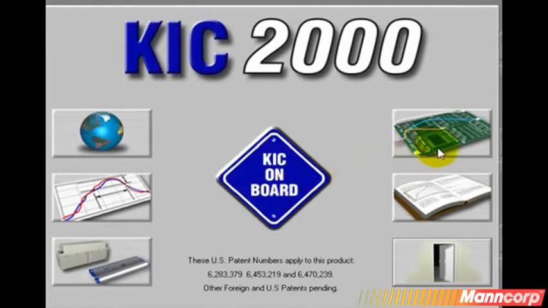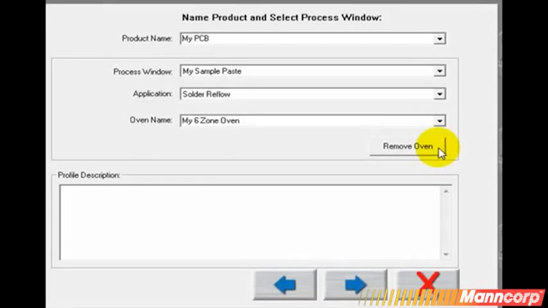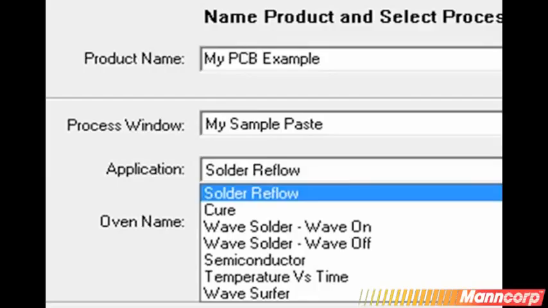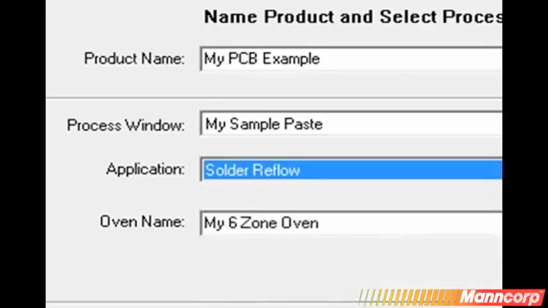We have set our global settings and defined our paste. Now we need to define for the software our oven setup. Here is the paste we just defined, preloaded automatically. I'm going to associate one or more boards with my defined process. I can choose from numerous application templates. In this case, we are profiling a reflow process.